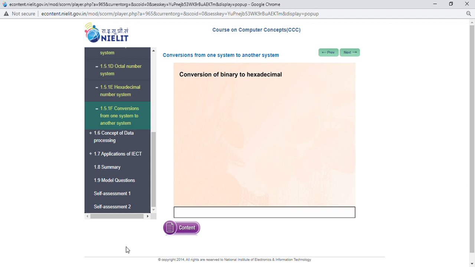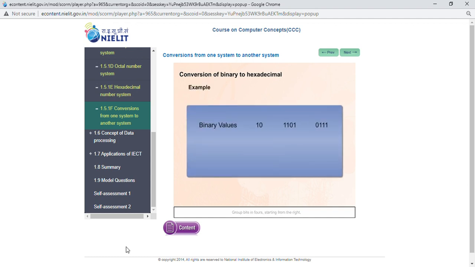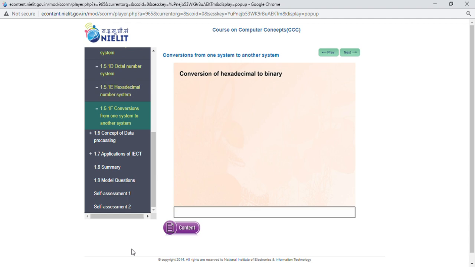Conversion of binary to hexadecimal. Example, group bits in 4s starting from the right. Convert to hexadecimal digits. To convert 10110101 base 2 to hexadecimal, just substitute the codes. The hexadecimal equivalent of 10110101 base 2 is 2C7 base 16.